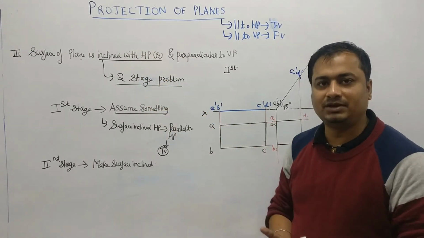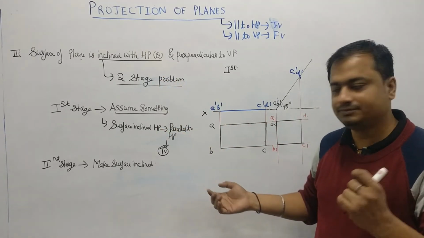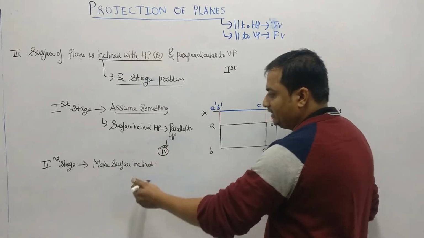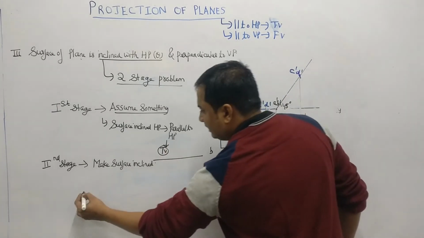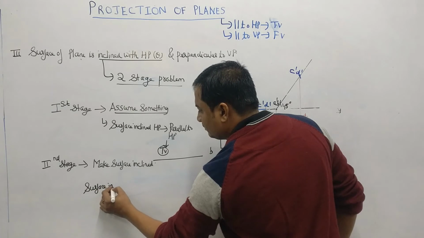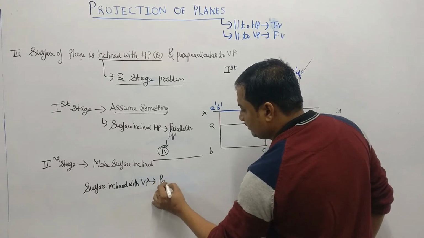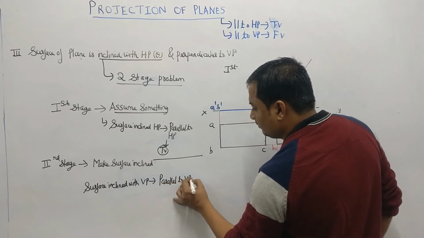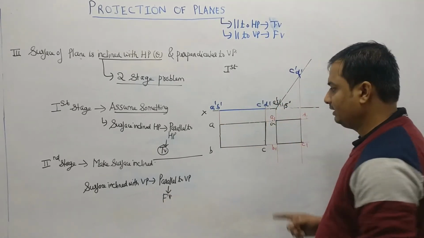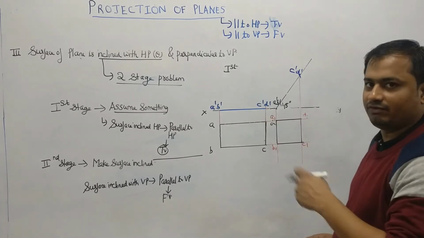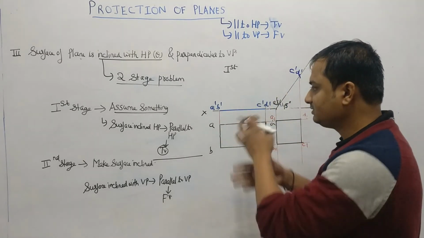If it was inclined to the VP, what was the change? If the problem is inclined with the VP, there was only one change. If the surface is inclined with the VP, you have to assume it parallel to the VP. So you have to start with the front view. That means this should be top, this should be below, and this line should be inclined like this with an angle of phi, because the VP angle is called phi, and you will be obtaining this on the front. Only the figures are going to be reversed.